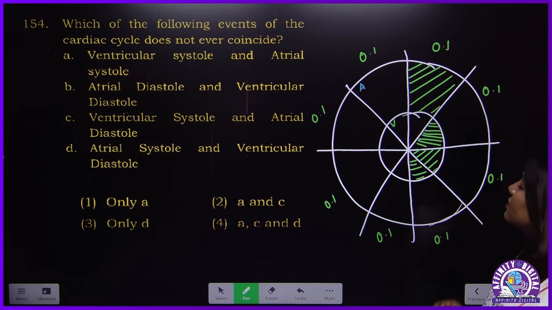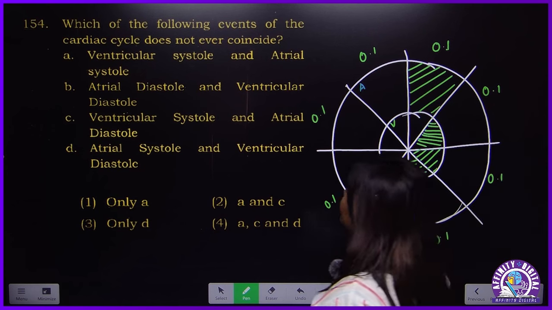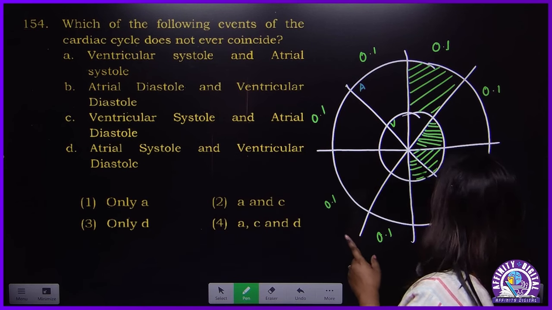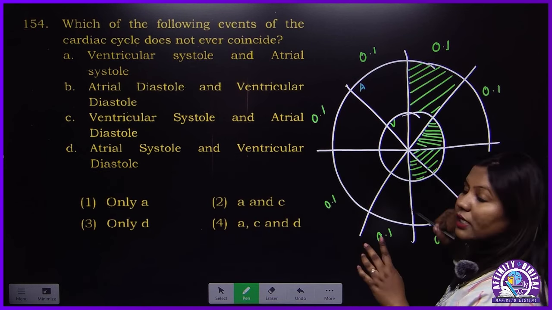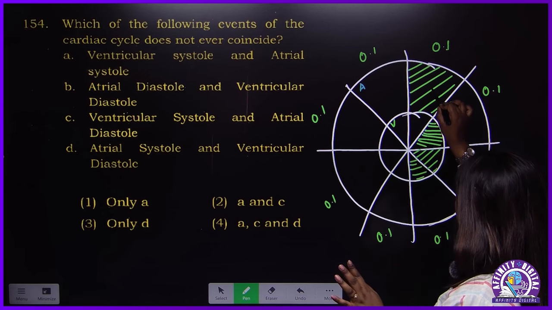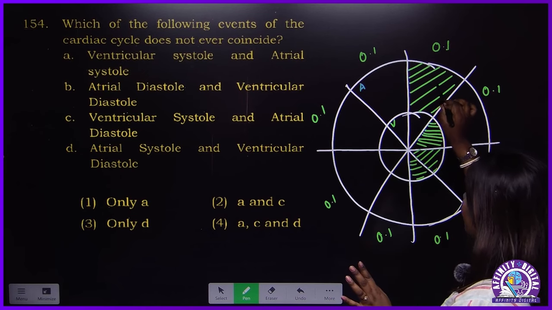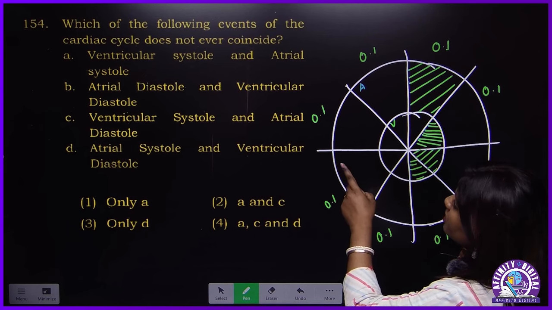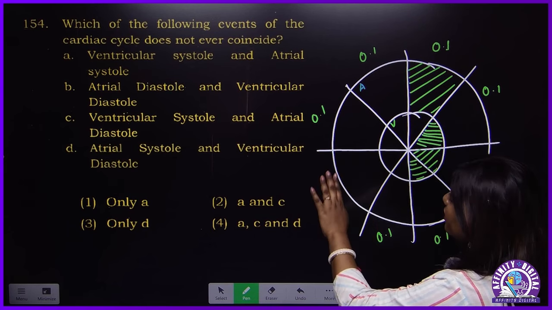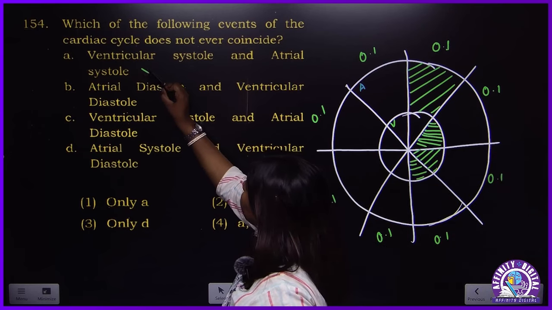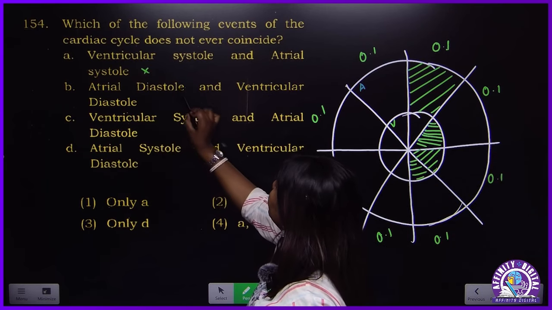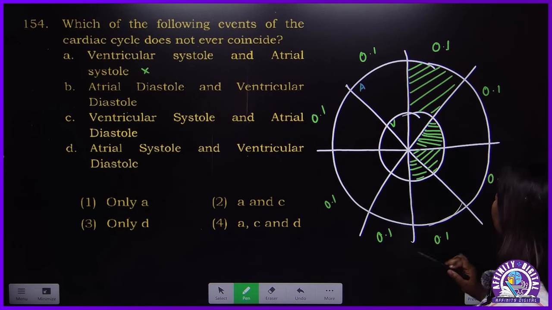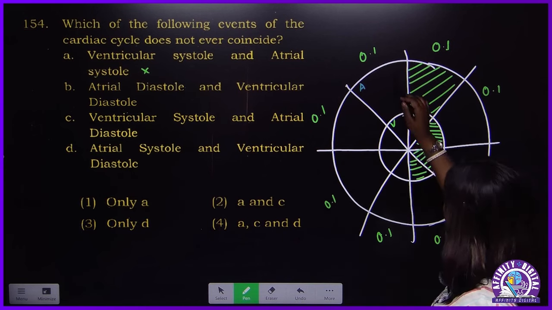Now let us relate. Ventricular systole and atrial systole. Ventricle जब systole कर रहा है तब क्या atrial systole कर रहा है? नहीं. जब atrial systole कर रहा है तब ventricle relax करता है. So ventricular systole and atrial systole never coincide. Atrial जब relax कर रहा है तब ventricle diastole कर रहा है. Atrial diastole and ventricular diastole, yes, ये हम देख पाते हैं इस पोर्शन में.